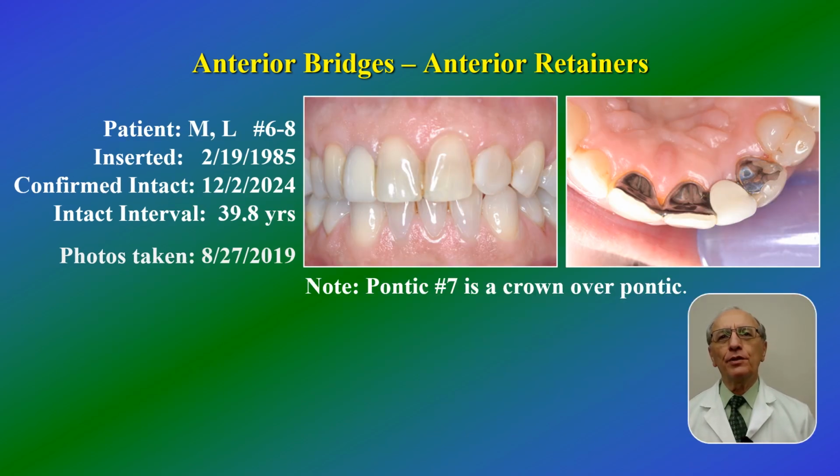This 3-unit bridge was extended onto the other central incisor as a 4-unit bridge to balance the aesthetic changes that would occur with a lingual plate. Note the light pontic compared to the abutment teeth, with changes that may occur over years. Tooth number 7, the lateral incisor, is a crown over a pontic, later inserted to correct the shade, and was inserted 18 years later and 16 years prior to these photos.